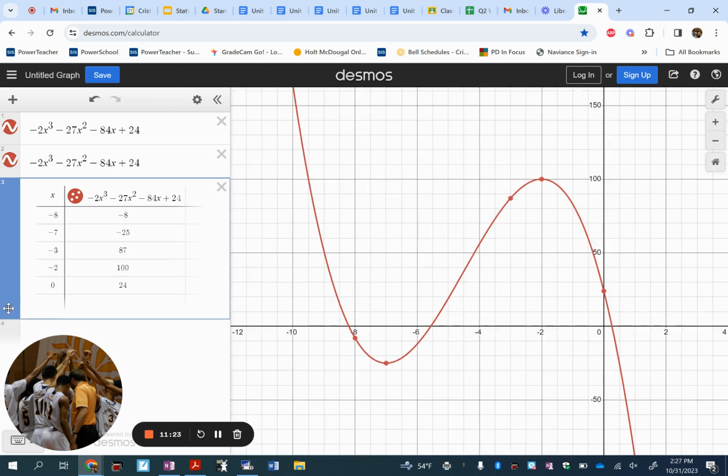There it is. Okay. So we said our answer was that the function is increasing from negative 7 to negative 2. Negative 7 to negative 2, it's increasing. Okay, we said the function is decreasing from negative infinity to negative 7. So negative infinity, see how it's decreasing? To negative 7. All right, we also said it's decreasing from negative 2 to infinity.